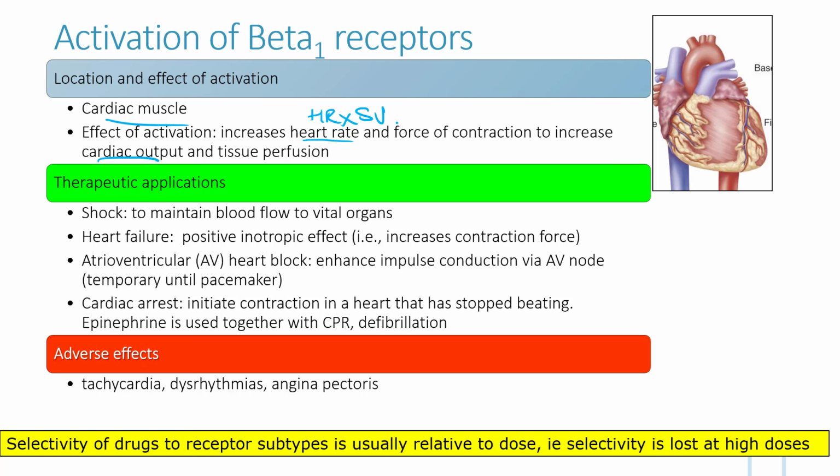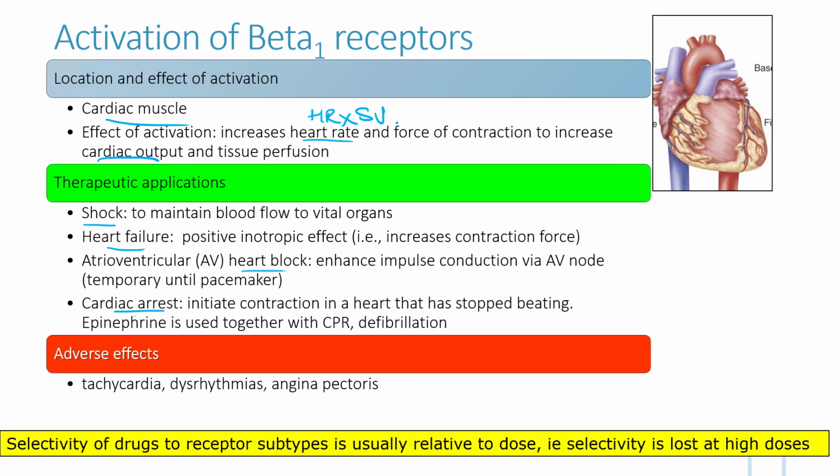Right, so therapeutic applications: because it increases cardiac output, it's used in shock to try to push blood to vital organs. It's used in heart failure to try to increase cardiac output. It's used to overcome atrioventricular heart block, to try to get the heart moving, and also in cardiac arrest, to actually restart a heart that has stopped, right?